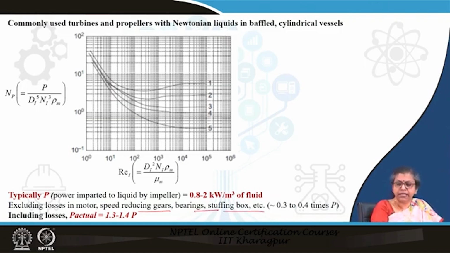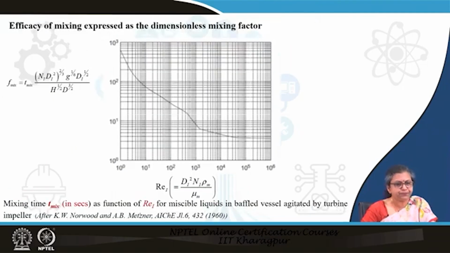All these losses combine to form about 0.3 to 0.4 times the power. So, from here, the actual power required, P actual, is going to be around 1.3 to 1.4 times. This will give you the actual power which will be required to drive the impeller.